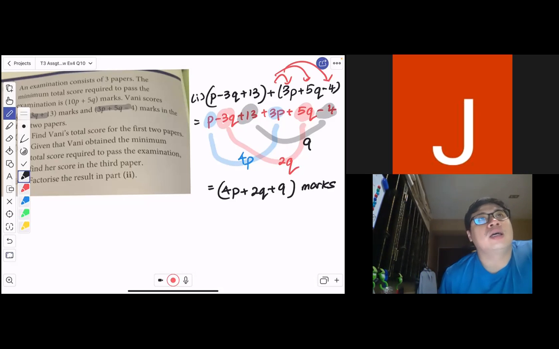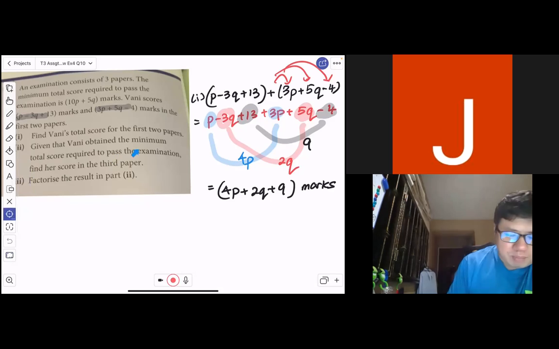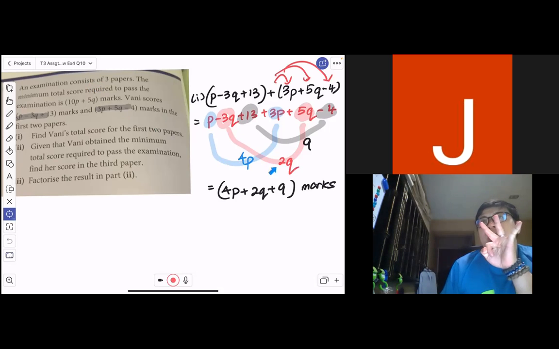Given that Vani obtained the minimum total score to pass the exam, what does this mean? It means that this is the score for the first 2 exams, and by the 3rd exam she was able to score enough marks to qualify for at least 10P plus 5Q. So how do we know the score in the 3rd paper? If the total score is 10P plus 5Q for all 3 exams, I subtract the score in the first 2 exams, and that gives me the score in the 3rd exam.